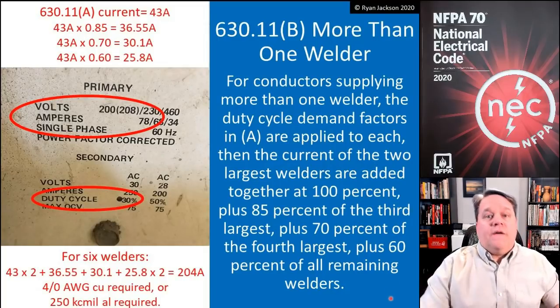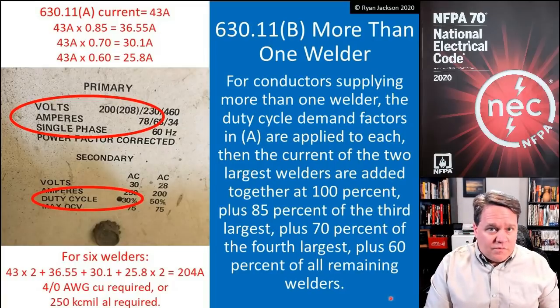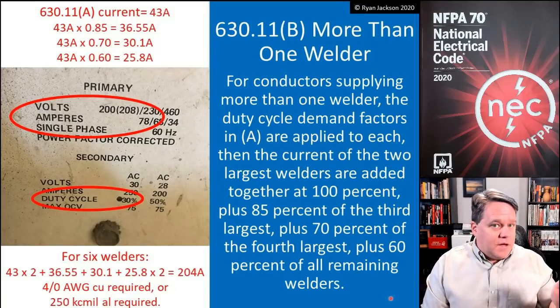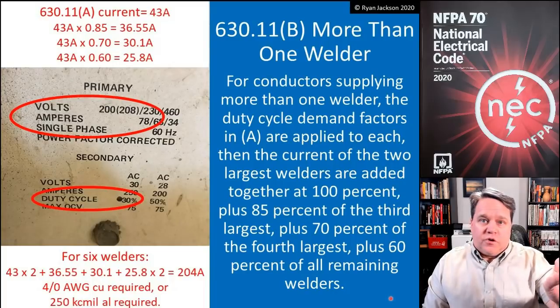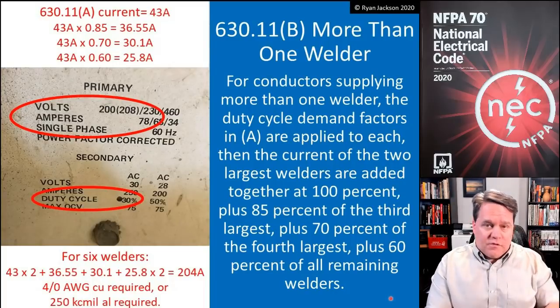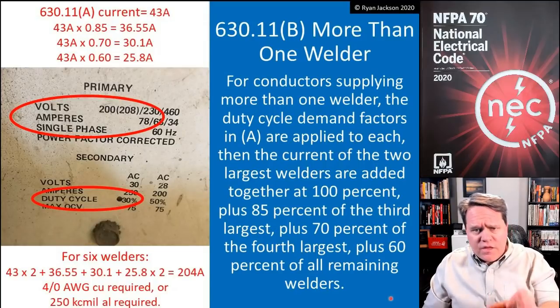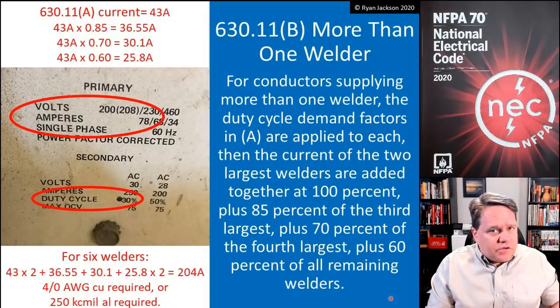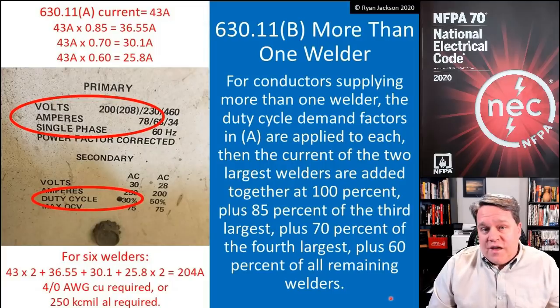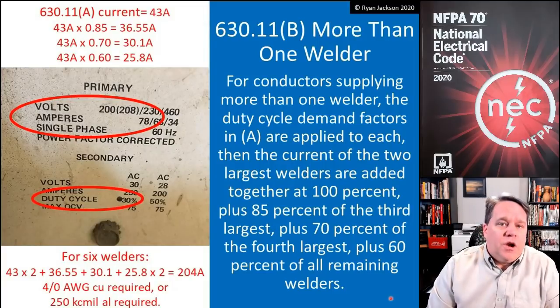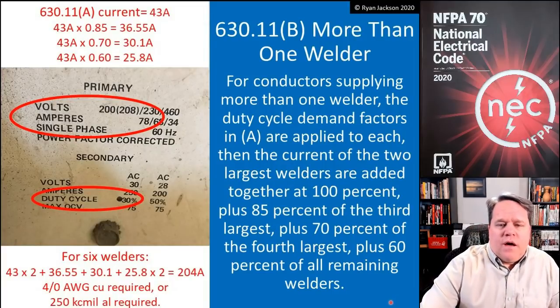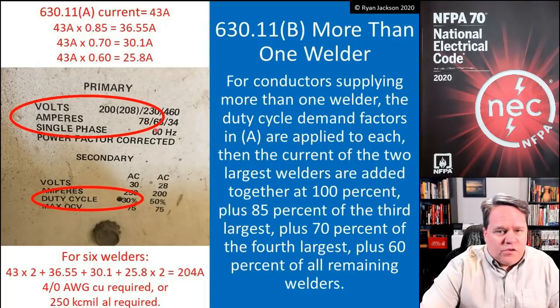All right, so if I had welders of different ratings, I would do the duty cycle demand factor first, and then I would put them in a list from largest to smallest and apply the demand factors that way. In the example we're going to do, we're just going to say we have 6 welders that are all the same rating, because a lot of times that's going to be what we have. So here we have 6 welders of the one that we just looked at.